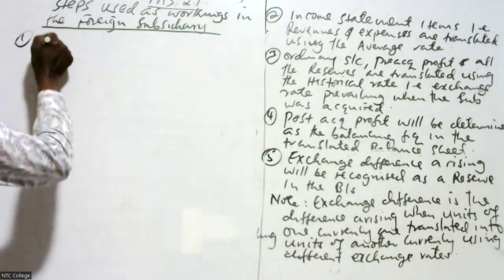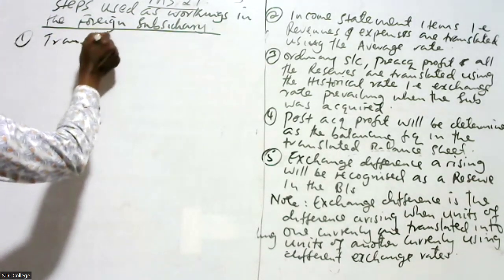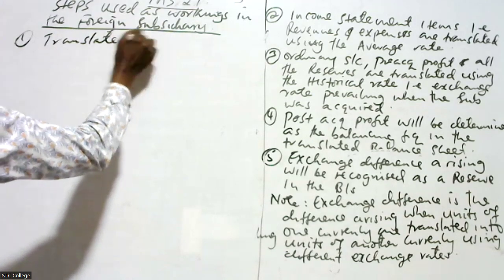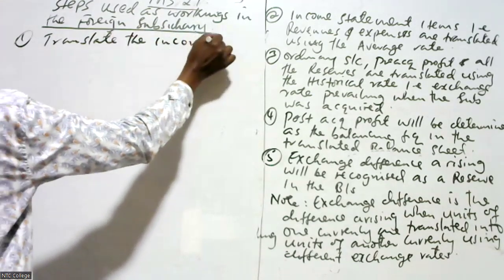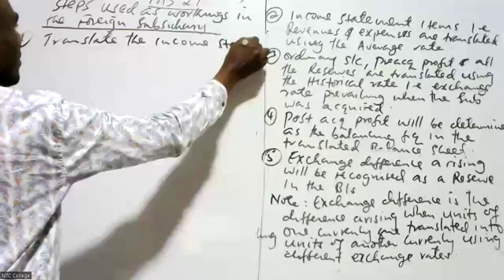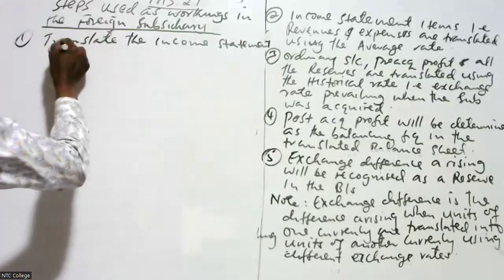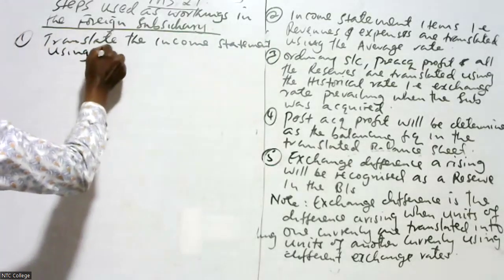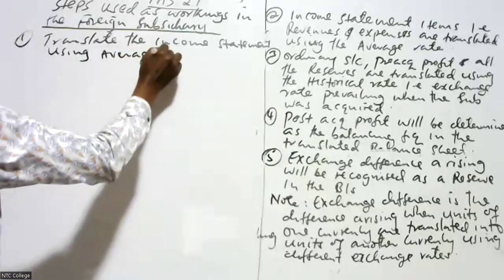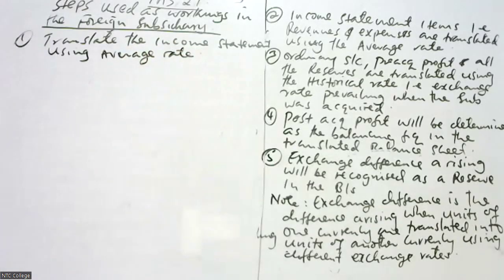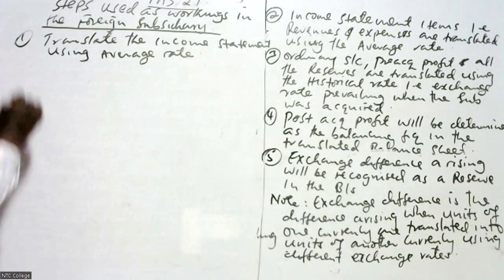Step number 1, translate the income statement. Translate the income statement using the average rate.